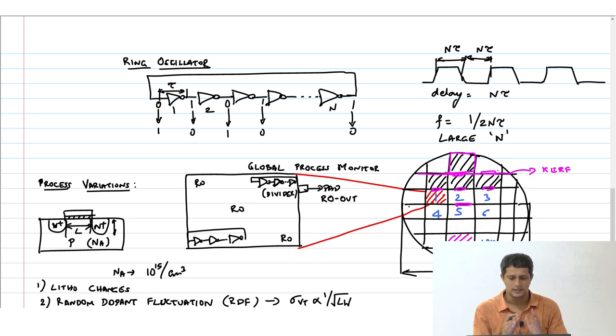Clear? So it's interesting that a simple circuit with just inverters actually has so many uses. So it's a brief overview of what process variations are and why you have to deal with it as a designer.